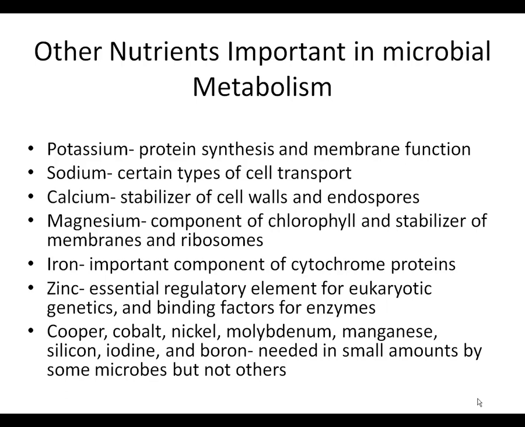nickel, molybdenum, magnesium, silicon, iodine, and boron are these trace elements. These are going to be found in small amounts in some organisms and not at all in others. Again, it's going to depend primarily on the organism itself.